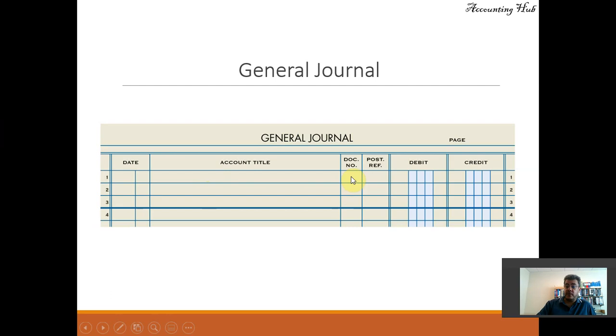Document number, what is the number of your document? What is the number of your source? For instance, check, receipts, invoices, so check 1, check 125, and so on. Post ref is the number of this account on your chart of accounts. We will be talking about it later and better when we go to our Excel file. Amount of debit and amount of credit.